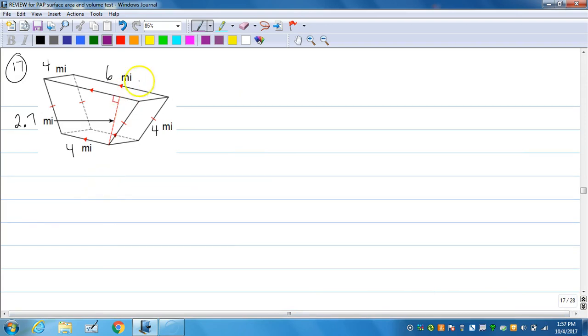Number 17. Good old friend, trapezoids. Here's my trapezoid here in the front again, all right? Here it is in the front, just like before. Remember that this is 6. Then this is 6. If this is 4, that's 4, and this is 4.